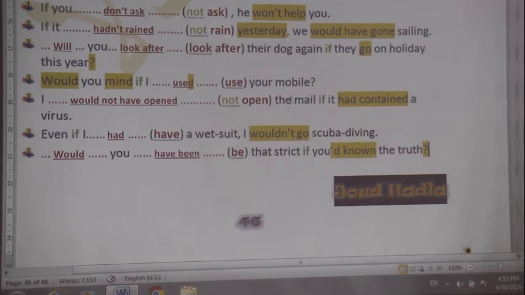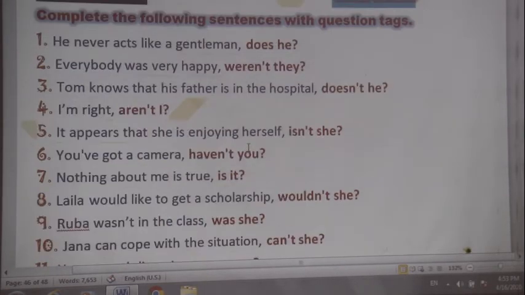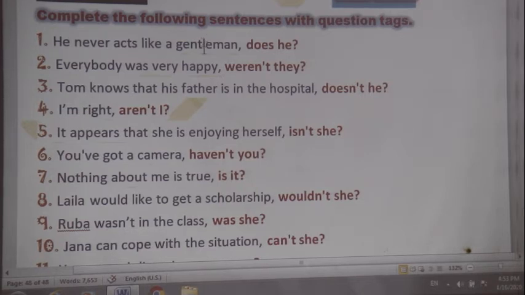So I've done the modal exercise for you, and now I revise with you the tag question by doing this exercise about them. So complete the following sentences with question tags. You still remember them? I told you about 3 main steps to make question tags in English.